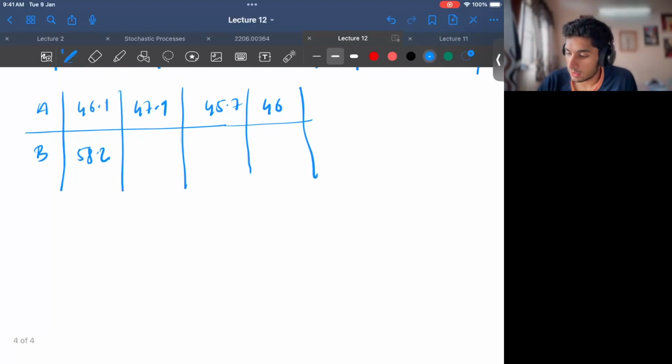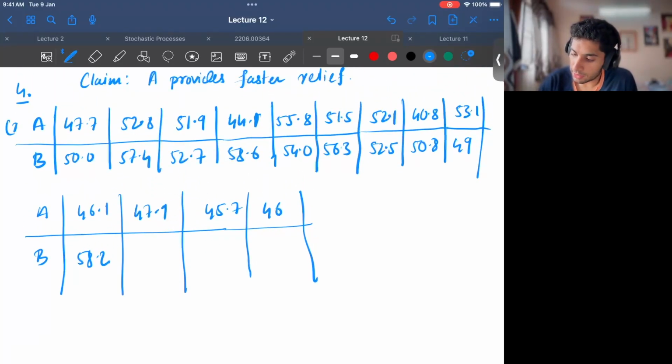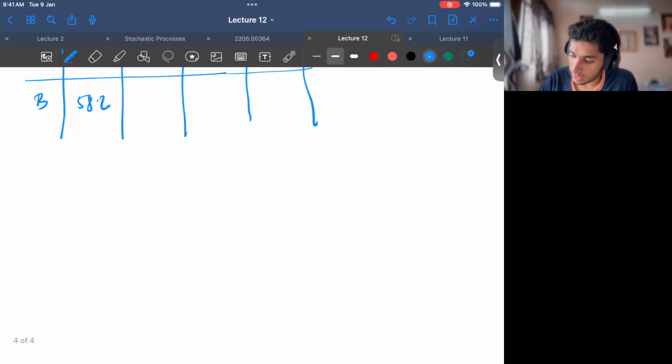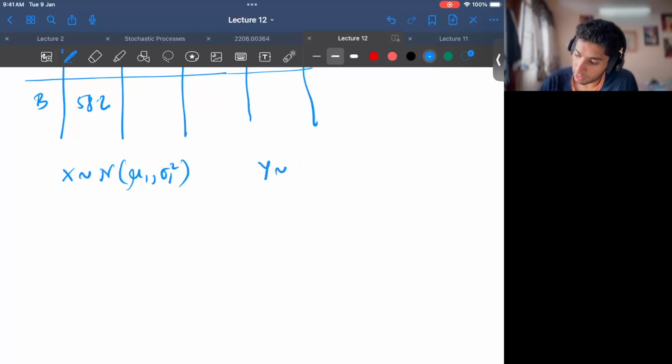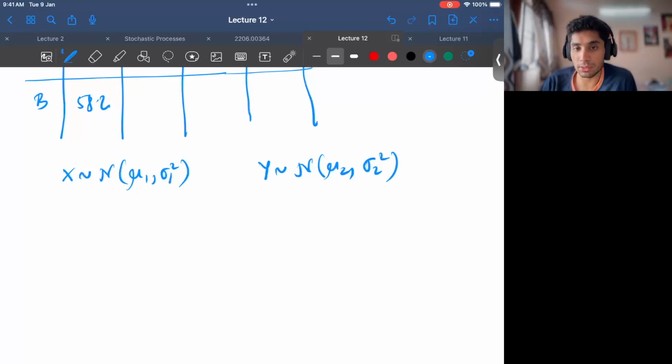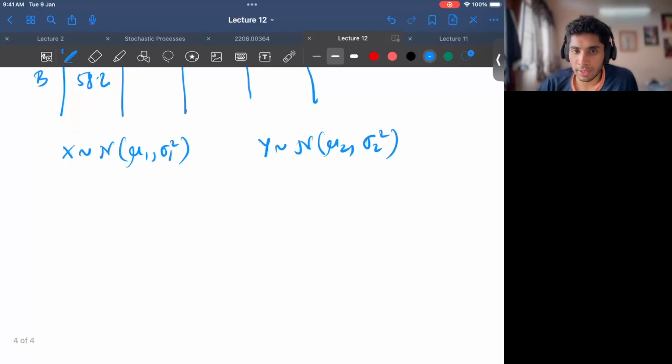Let's denote the random variable for brand A to be X and for brand B to be Y. It is given that X follows a normal distribution with mean mu1 and variance sigma1 square. Y follows a normal distribution with a different mean, but this time the variance is also different, sigma2 square. In the last question, the sigmas were the same for both distributions. Suppose we want to test whether the company's claim, based on the observed data samples, is true or false.